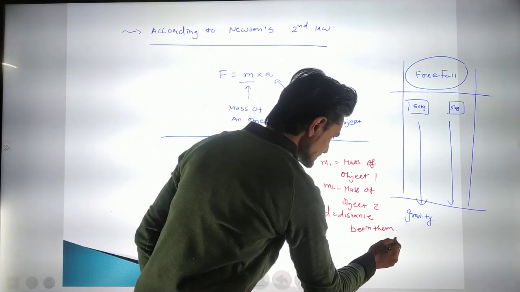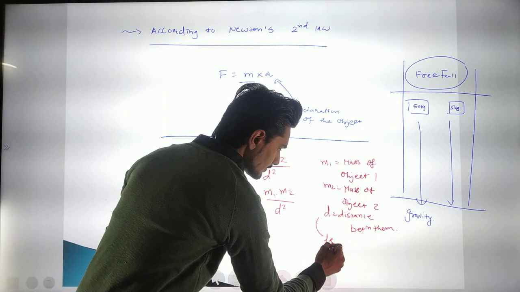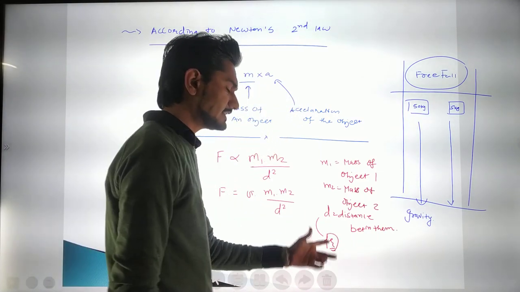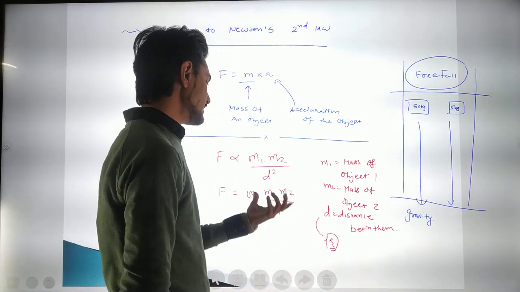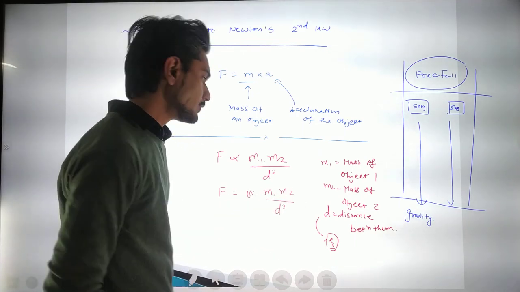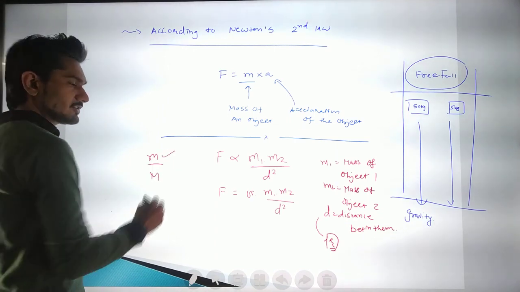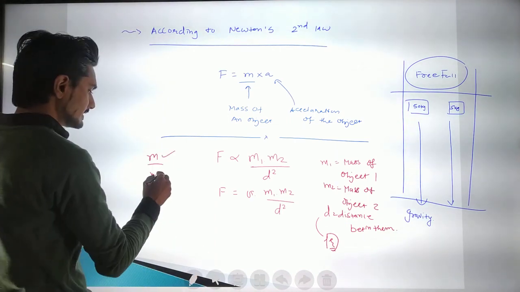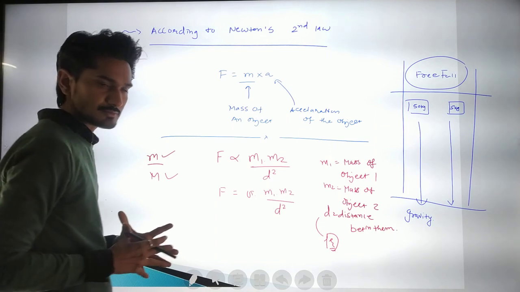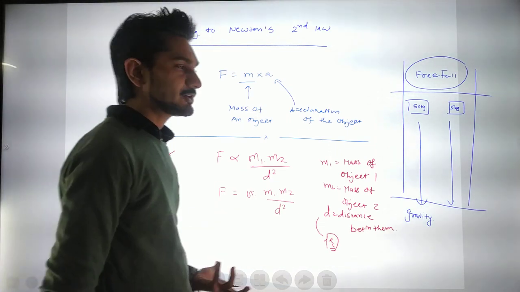But see, the distance between them, sometimes they will denote with the r. So don't worry about that. It is the same, d or r, both will be same. Likewise, they have sometimes denoted the m1 and m2 with the small m and capital M. So small m will be the mass of object 1 and the capital M is the mass of object 2. So don't worry about that also. They will sometimes denote with that.